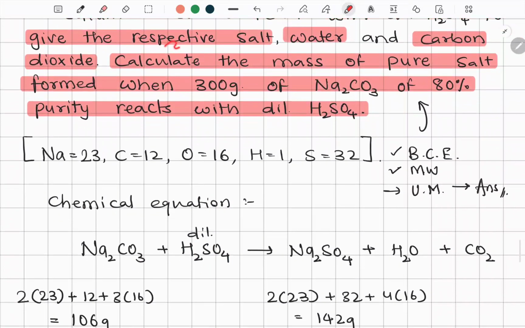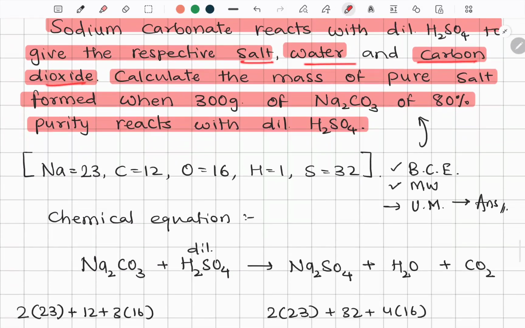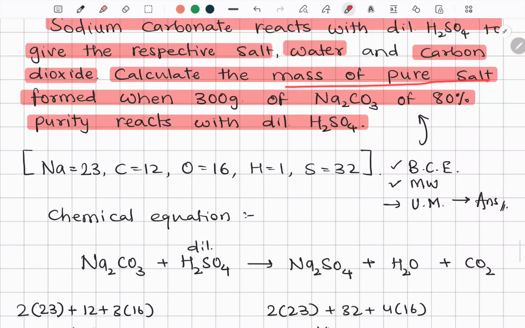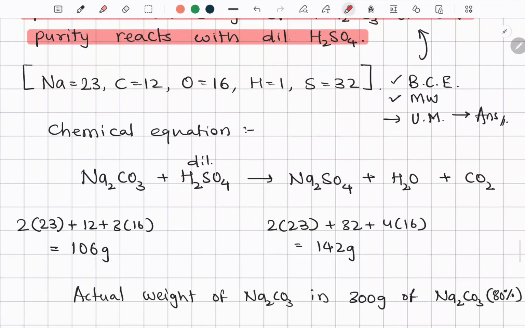Let's understand this question once again. It was given that sodium carbonate reacts with dilute sulfuric acid to give the salt, water and carbon dioxide. We had to calculate the mass of pure salt, which is nothing but the Na2SO4, when 300 gram of Na2CO3 with 80% purity reacts with the dilute sulfuric acid. So what do we do in this type of question? We write down the balanced chemical equation, then we calculate the molecular weight, and then use the unitary method in order to get the final answer.